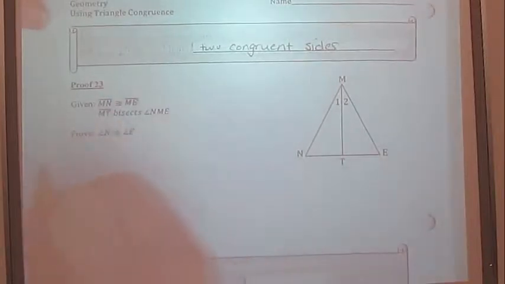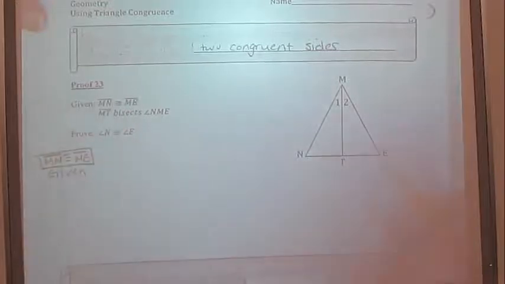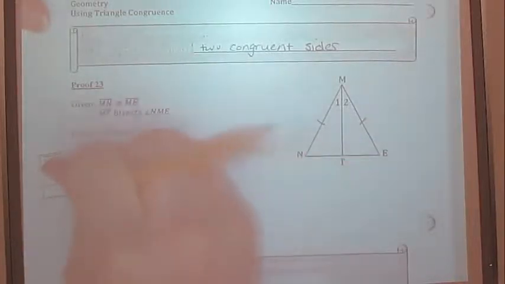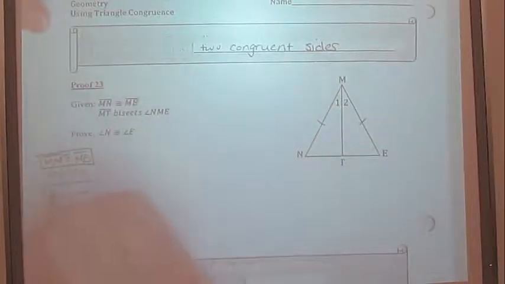All right, so our first statement is that MN is congruent to ME. And we know that because it's given. Okay? So then I'm going to mark that on my diagram. Then we know that segment MT, I should probably make that a little bit longer, otherwise I'm not going to be able to fit it, bisects angle NME. And again, that is given.